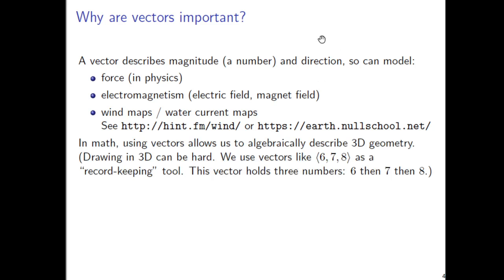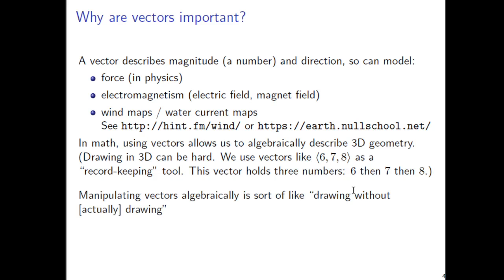Okay, in math, using vectors allows us to algebraically describe three-dimensional geometry. And the thing is, drawing in 3D can be hard. So we use vectors like this, 6, 7, 8, in angle brackets as a record-keeping tool. All this vector really is, it just holds on to three numbers. That's all it is. The first number is 6, the second number is 7, and the third number is 8. Manipulating vectors algebraically is sort of like drawing without having to draw.